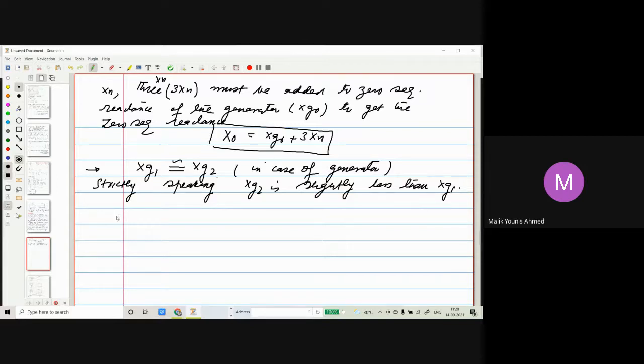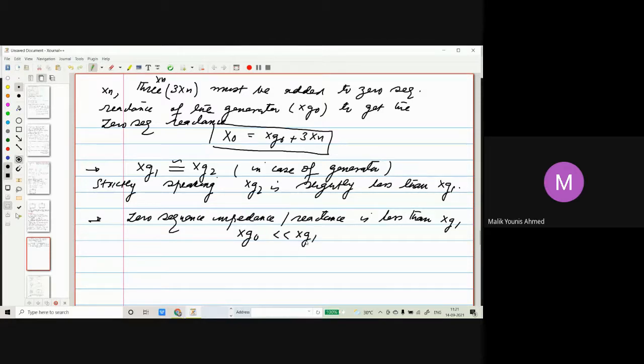Zero sequence reactance is less than positive sequence reactance. Is less than XG1. That means XG0 is less than XG1. Okay. So this was another point.